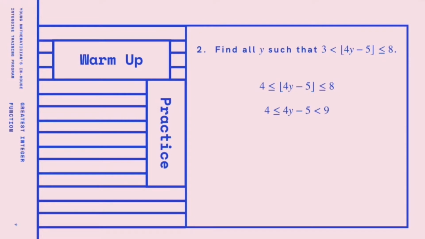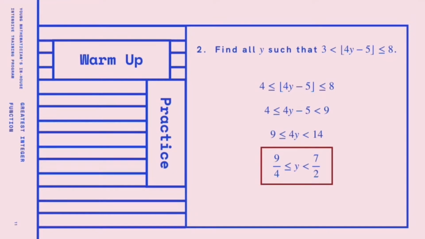To solve for y, simply add 5 to each part of the inequality. 4 plus 5 less than or equal to 4y minus 5 plus 5 less than 9 plus 5. Simplifying, 4y is greater than or equal to 9 but less than 14. Now to solve for y, we can divide all parts by 4. Simplifying this, we get that y is greater than or equal to 9/4 but less than 7/2. And that is our answer.